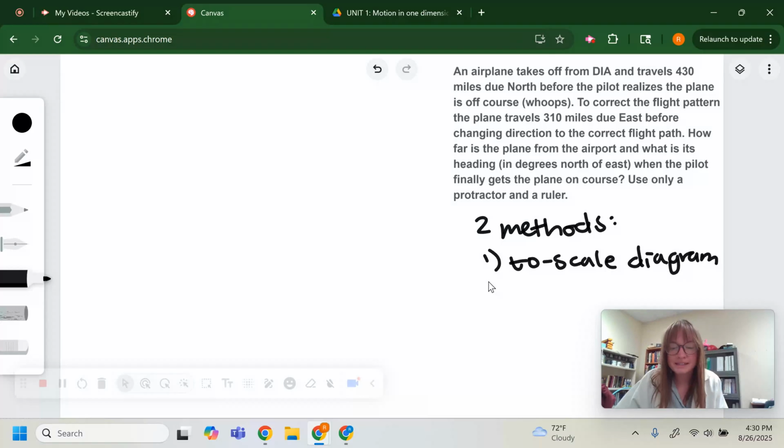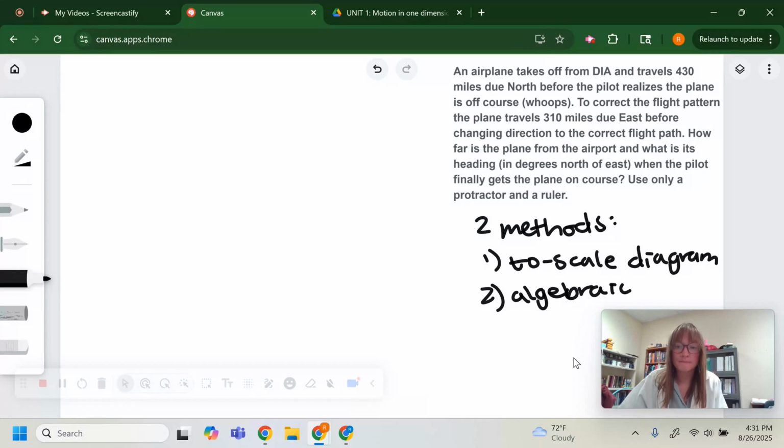And the second method is what we call the algebraic way. I often call it the mathy way. So you can either do it with a picture with a two-scale diagram, or you can do it mathy with algebra. We're going to start by learning how to do it with a two-scale diagram.